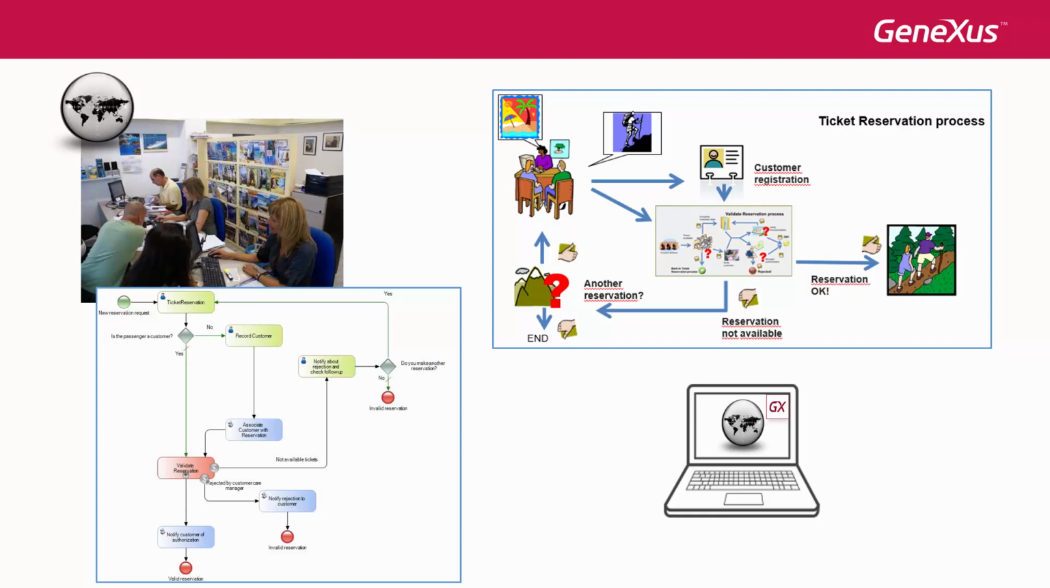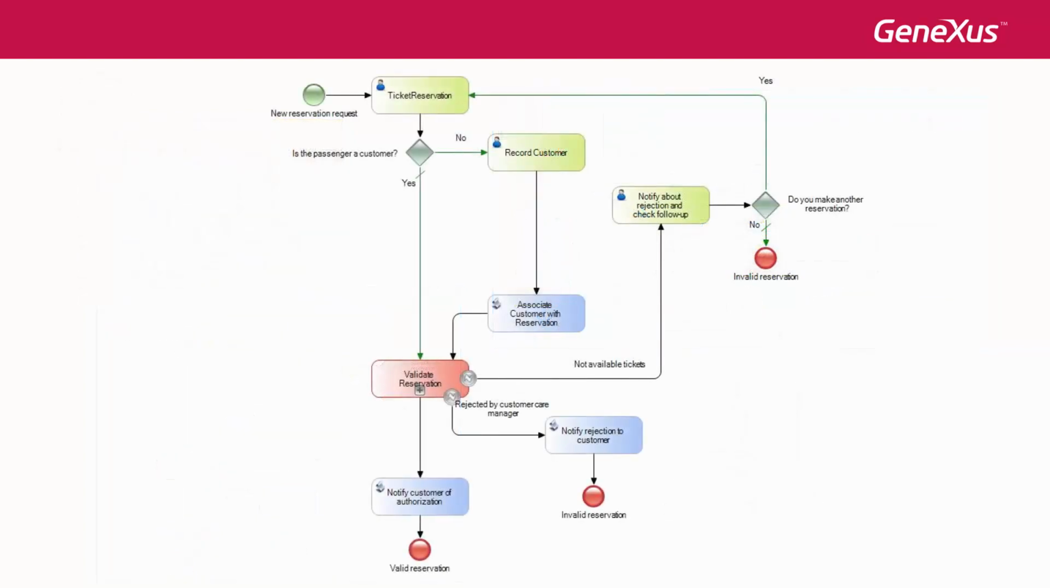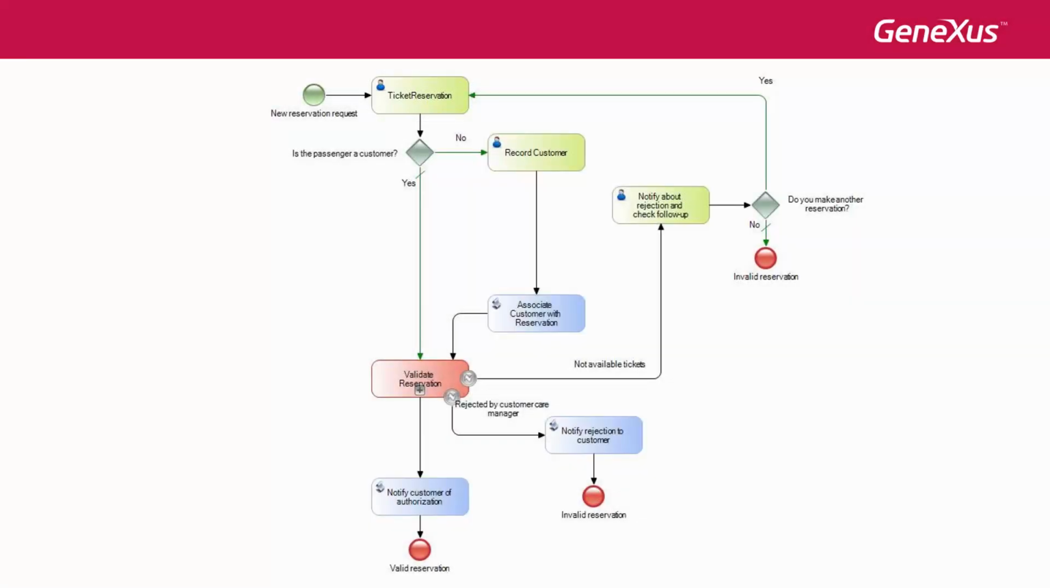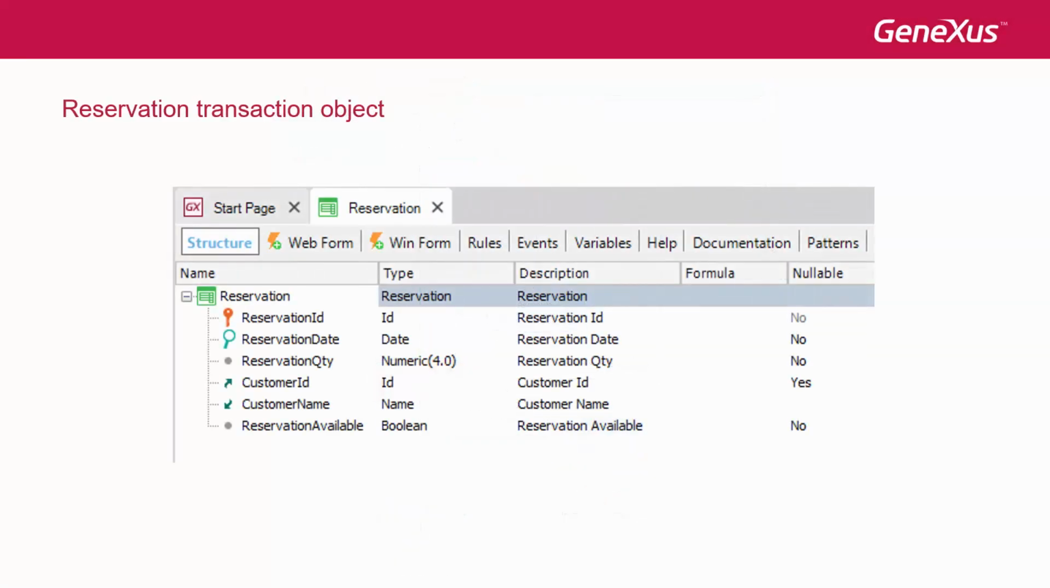Let's start with the process diagram we defined for ticket reservations. The first ticket reservation activity is interactive, and its function is to record the ticket reservation. To accomplish this, we could use a transaction object with the following structure. Here we see that the reservation ID attribute is the transaction's identifier, and also we have the reservation available attribute to indicate whether the reservation is available or not.